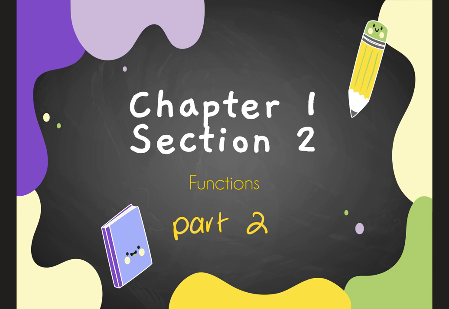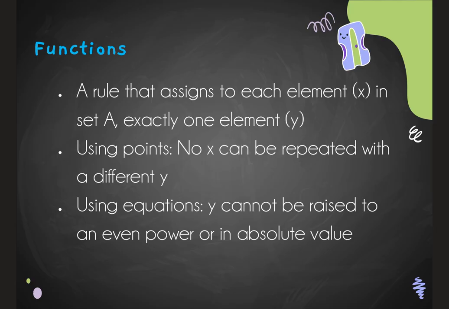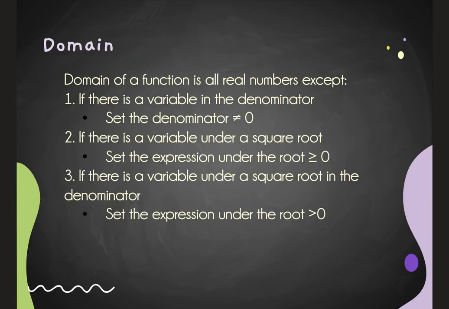So yesterday we talked about how to identify if something was a function. We said if we're looking at coordinate points, the x can't repeat with a different y. We said if we're looking at equations, the y couldn't be raised to an even power or in the square root, in the absolute value. And then we talked about how to evaluate a function. We said what happens when we want to set it equal to 0. And then we had one where we wanted to see where they would intersect. So we left off at domain, okay?